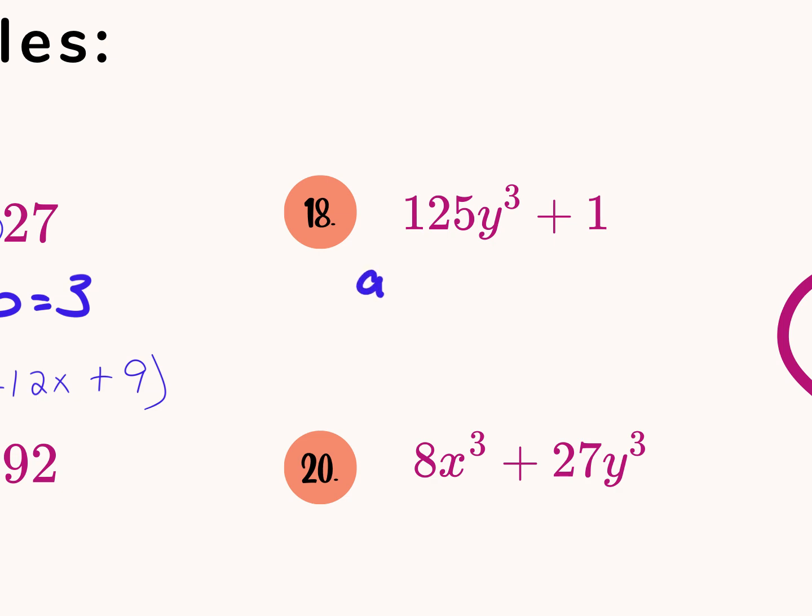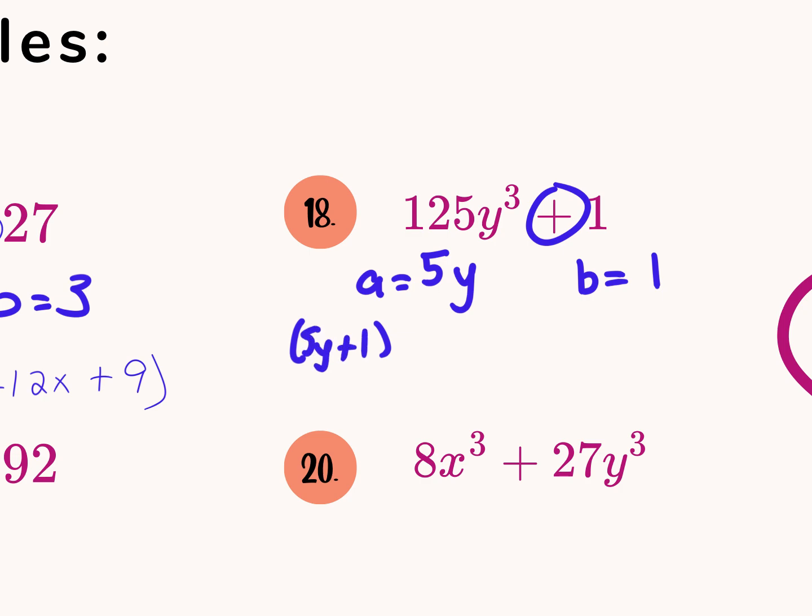All right, we have the sum of cubes here. Is there a GCF? No. So what number times itself 3 times gives me 125? 5. Great. What letter times itself 3 times gives me y cubed? Y. And what number times itself 3 times gives me 1? Perfect. So again, my first parenthesis has the sign from the original problem. What is it?